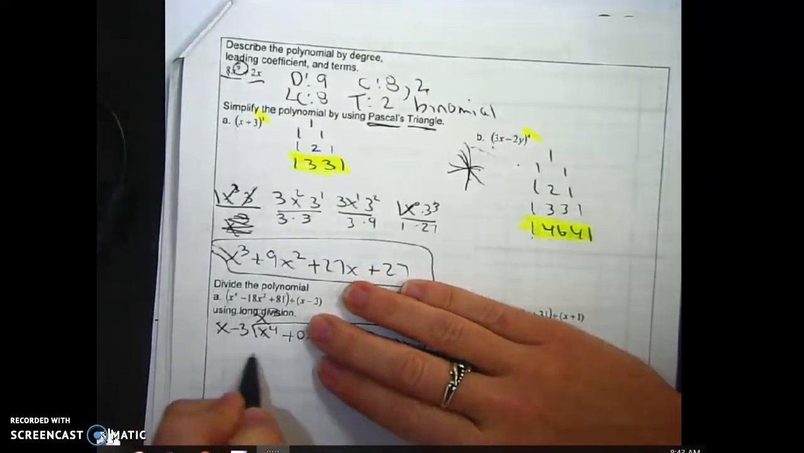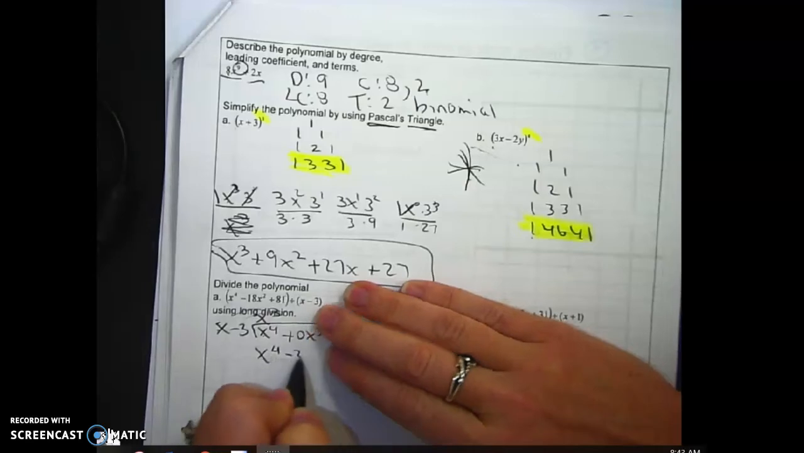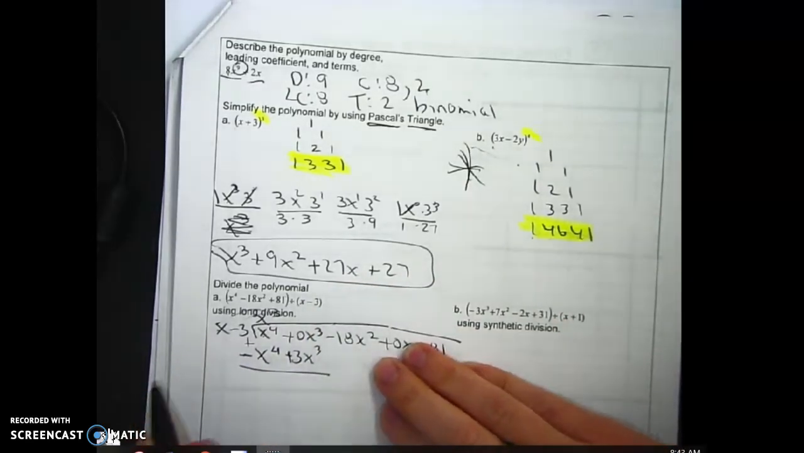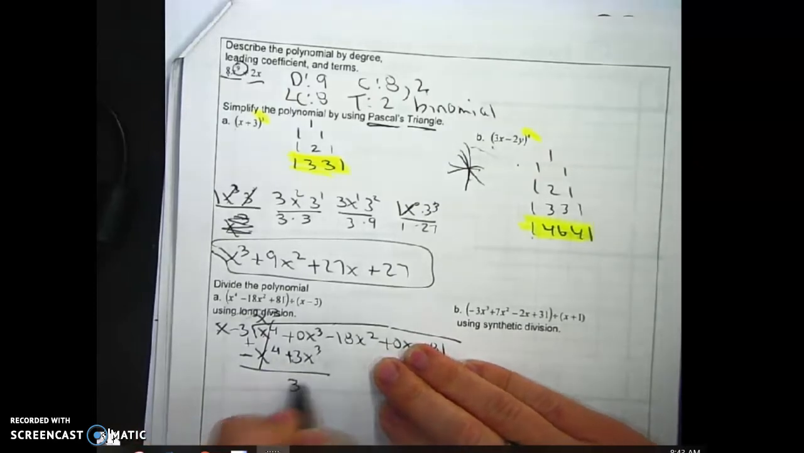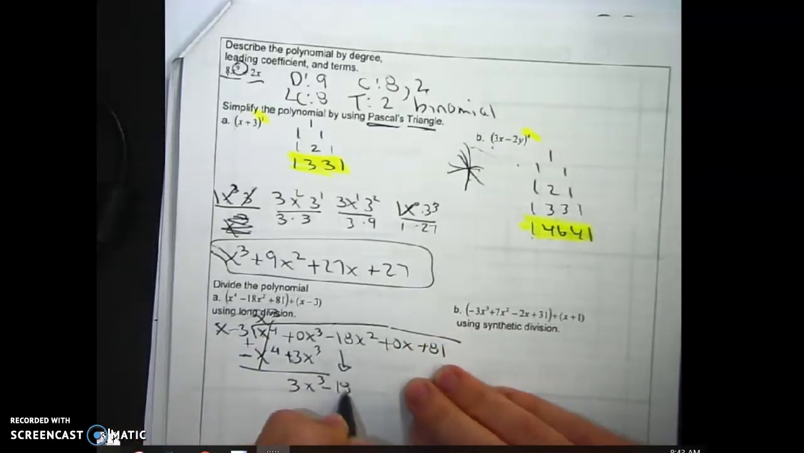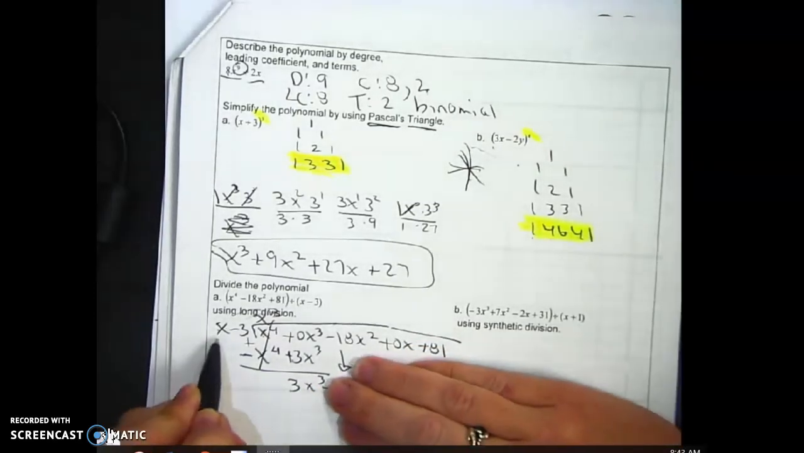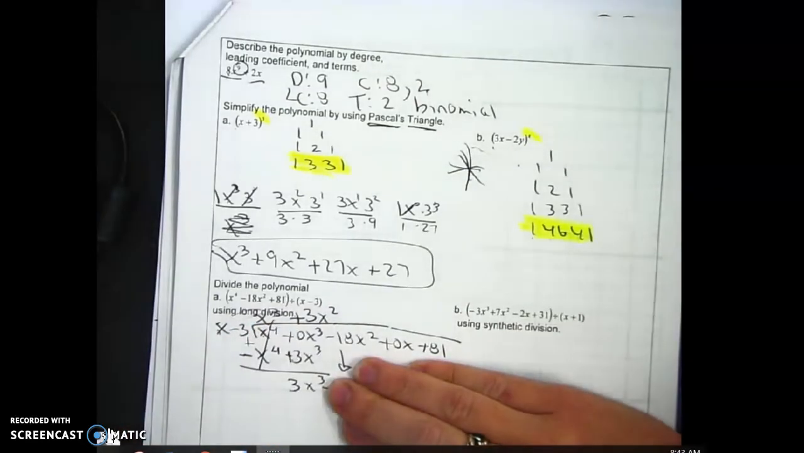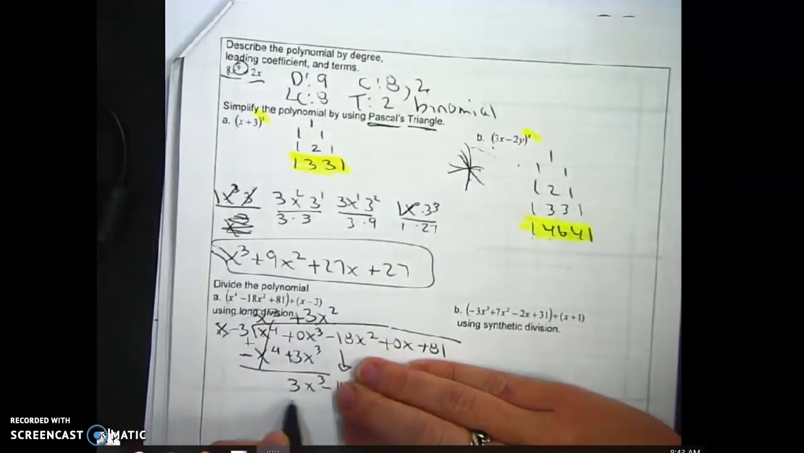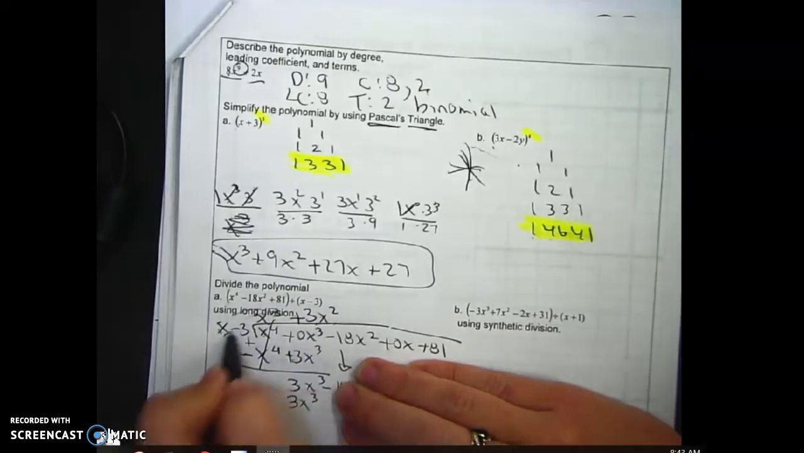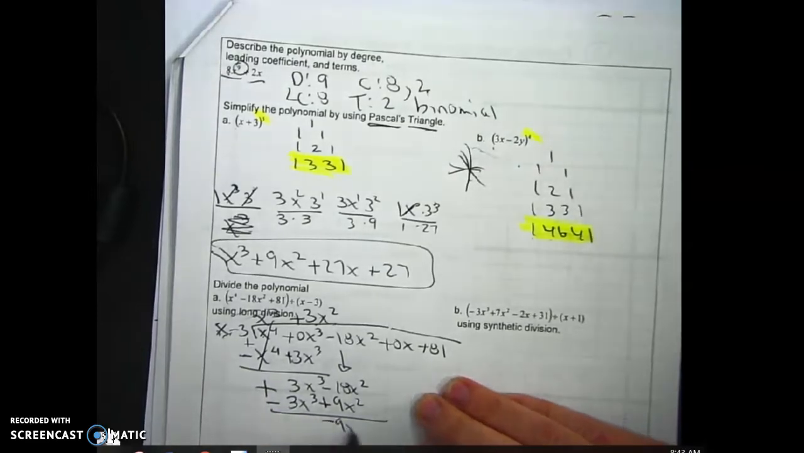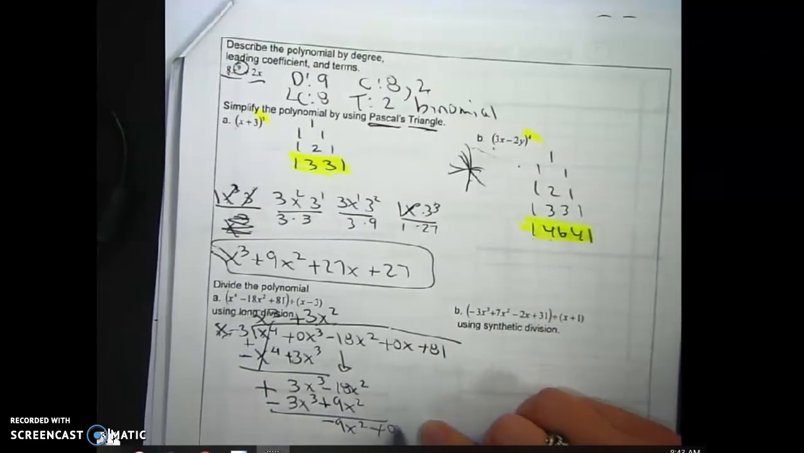Now I multiply. X to the fourth minus 3x cubed. Minus, change the signs of everything to the right. This has to be the same. 3x cubed, bring down the negative 18x squared. Now I start again. X divided by 3x cubed, 3x squared. 3x squared times x, look, it works out. 3x cubed minus 9x squared. Minus, change the signs of everything to the right. Negative 9x squared, bring down the 0x.